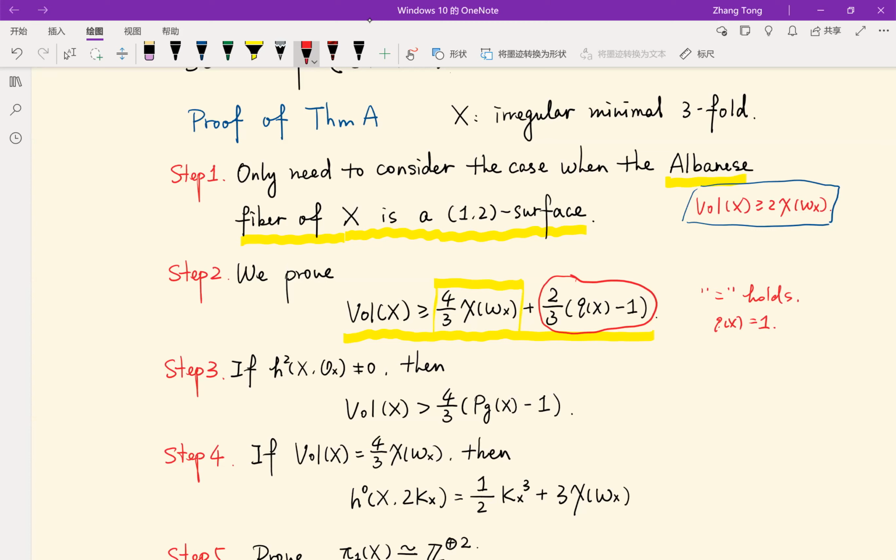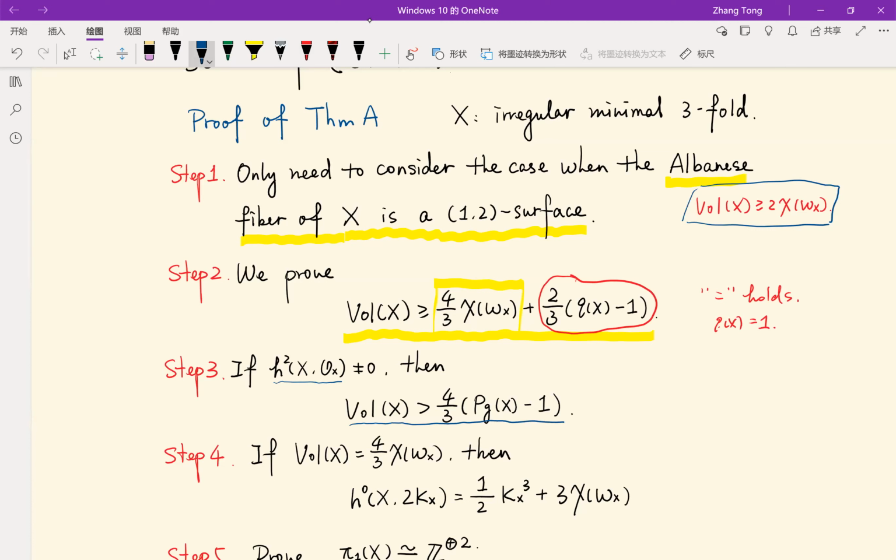And the second one, the third step, we want to get the information about this H2. And what we proved is that if this H2 is not 0, then we will get a stronger inequality.